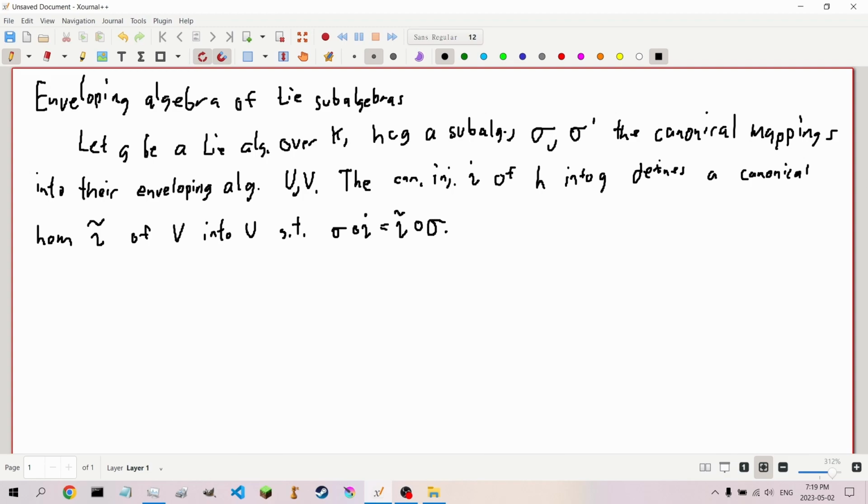I'm almost tempted to draw out the image, but I'm not going to. A square. And so the algebra of V under I tilde is generated as you'd expect by 1 and the image of H inside of G. No, the image of H inside of its enveloping algebra.